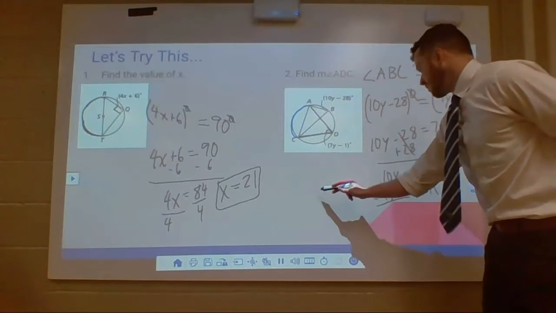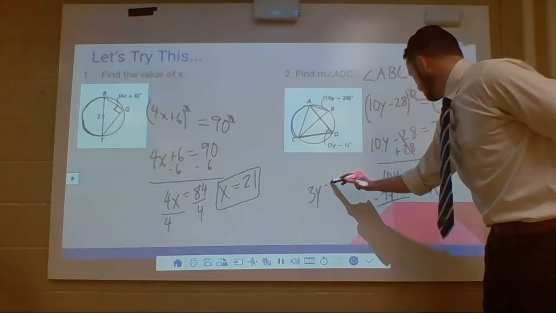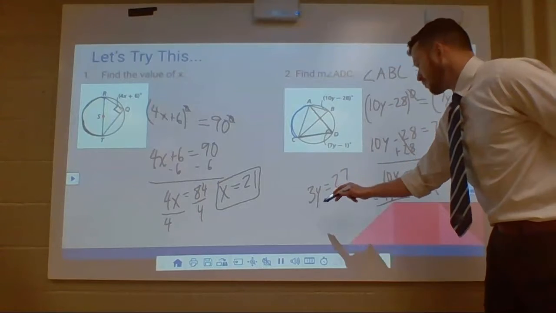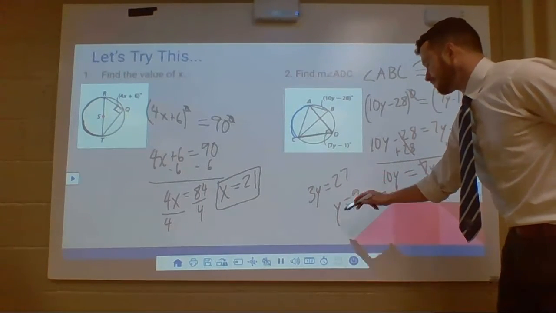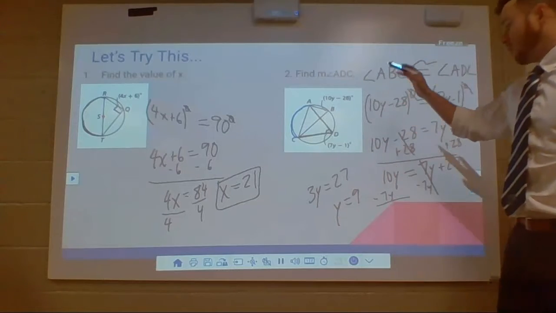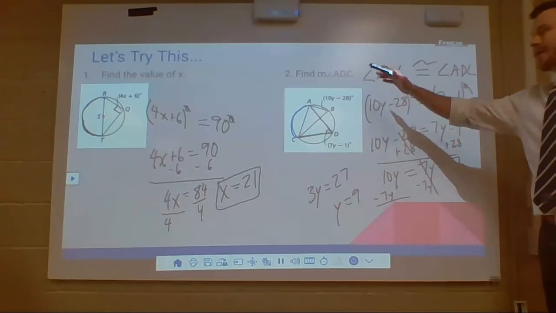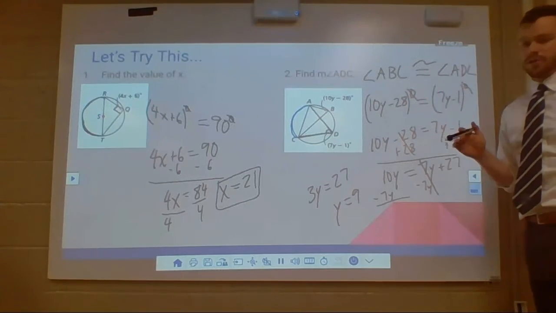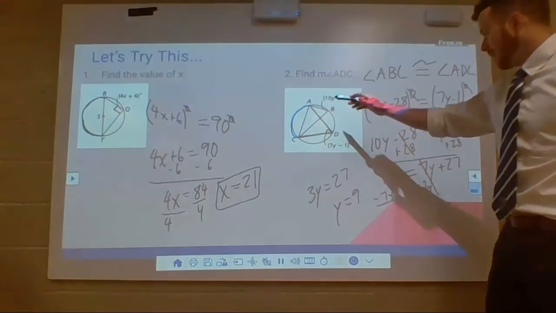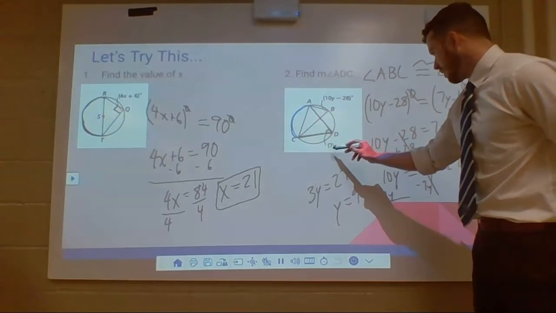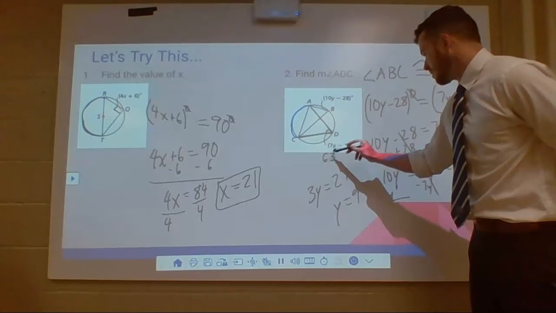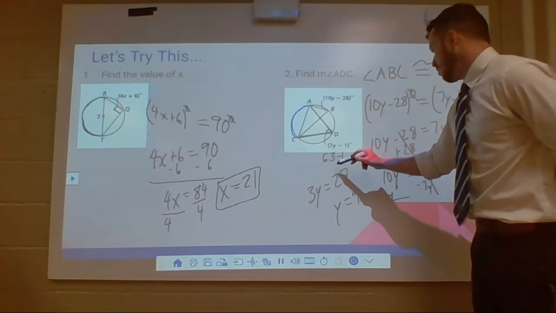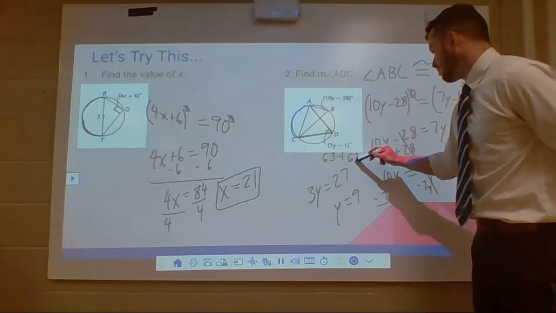That's going to give us, I'm going to write this over here, 3y equals 27. Divide both sides by 3, we will get y equals 9. Okay? So we found that y equals 9, but the question is asking us to find the measure of angle ADC. So for ADC, we're going to substitute 9 in here. So 7 times 9, that's going to give us 63. 63 minus 1, well, that's going to give us 62 degrees.